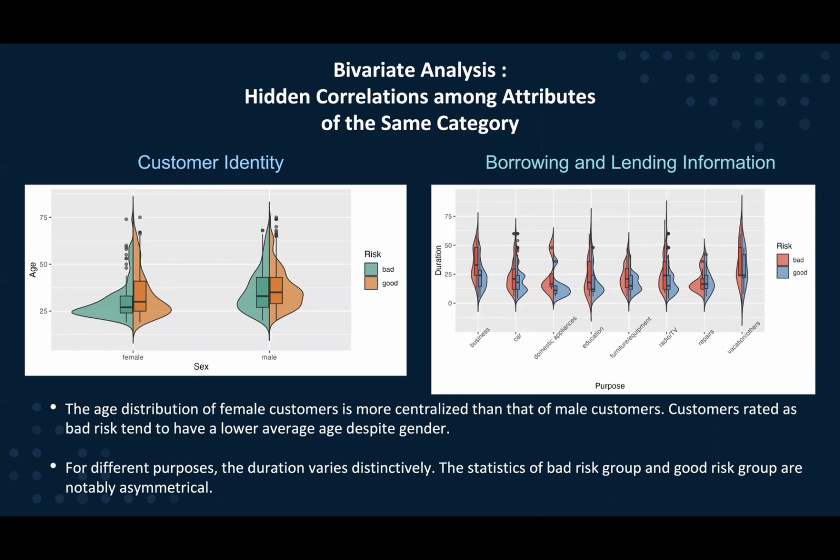The right figure shows the distribution of duration versus purpose and risks. As you can see, the split plots for the two risk groups are notably asymmetrical.